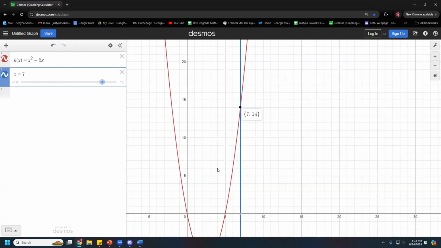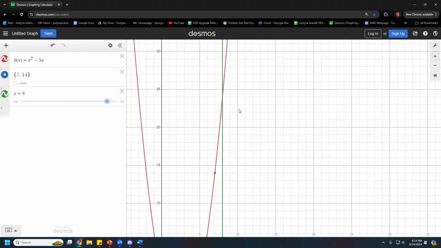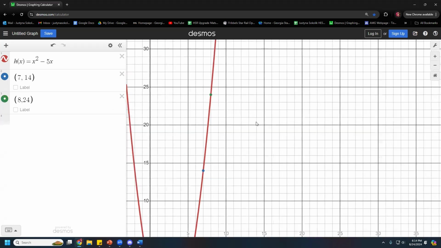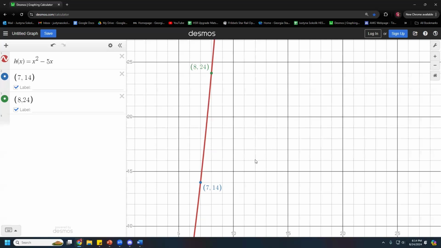So I have the point 7, 14. There we go. There's that point. And now I need to figure out where the point for 8 is. That's right there. So it's 8, 24. Here's 8, 24. What I'm doing is I'm finding the slope of a line that connects this blue dot and this green dot. Let me make this bold so it's a little easier to see. There we go. So I'm finding the equation of a line that passes through those 2 points.